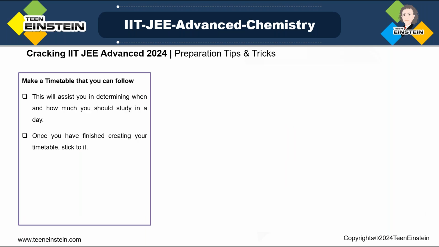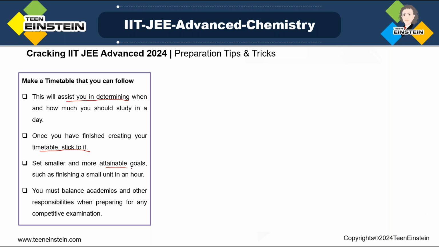Now the preparation tips and tricks that we have to keep in mind. You have to start with a timetable. The exam is on 26 May, at the end of the month of May, so you still have some months. First you have to start with a timetable. If you have not yet made any timetable, that is the first thing you have to do. Why is it required? Because this will help you determine when and how much you should study. So every day after waking up, you don't have to decide what to do, what to read, when to read. Everything will be pre-decided. And once you have finished creating your timetable, you have to follow it at any cost.